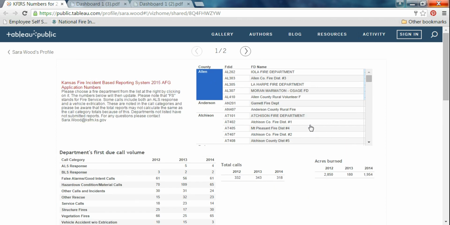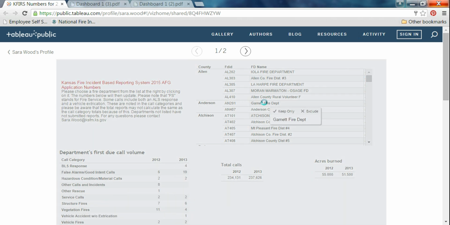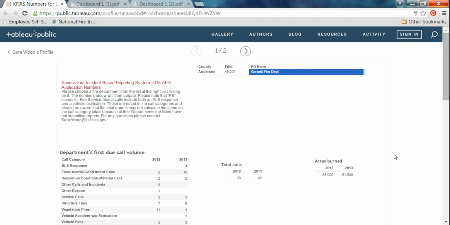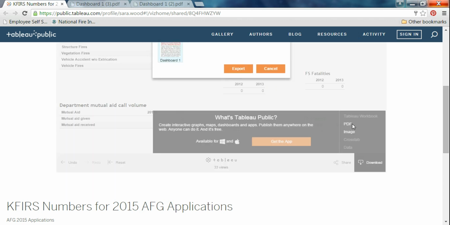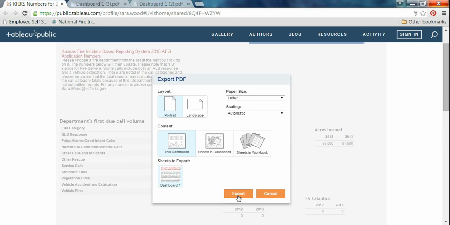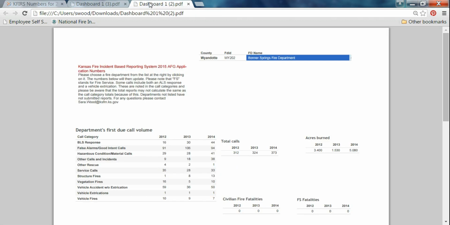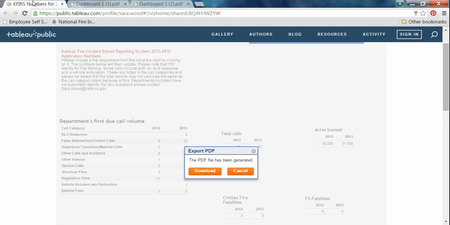If you need just one fire department and you want to print it, I'll pick Garnett here. I think I did them earlier. You choose your fire department and then click Keep Only. And then scroll to the bottom and choose Download. I download it as a PDF. Then I've got to scroll back up and then click on Export. I leave it as the default choices. There's really no need to change anything. You can hit download when it's done. I've already downloaded it. This is the Bonner Springs one. I did that one earlier, and it will download and it'll look like this, so all your numbers will be there, and that way you have them for later.